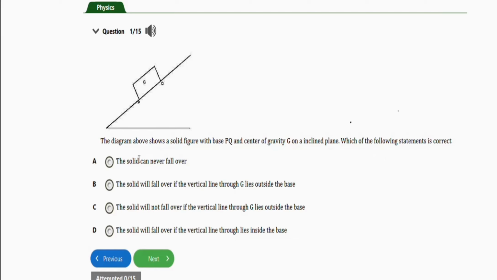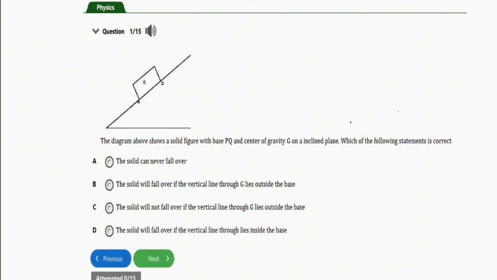We have option A. The solid can never fall over. The solid will fall over if the vertical line through G lies outside the base. The solid will not fall over if the vertical line through G lies outside the base. The solid will fall over if the vertical line through G lies inside the base. So the correct option in this question will be option B, which is the solid will fall over if the vertical line through G lies outside the base. Take note of this particular question, guys.